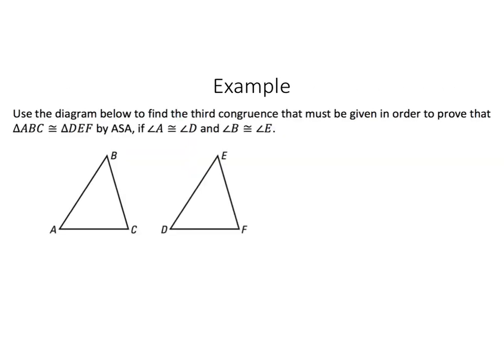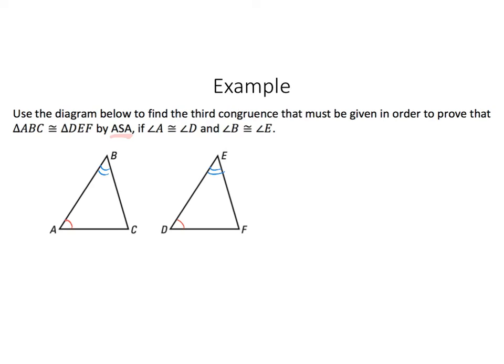You're going to use this example to find the third congruency statement that must be given in order to prove that these two triangles are congruent by angle, side, angle, if angle A is congruent to angle D, and if angle B is congruent to angle E. Go ahead and come up with your statement. If you need to pause the video while you do that, please do, and then resume when you're ready for the solution.